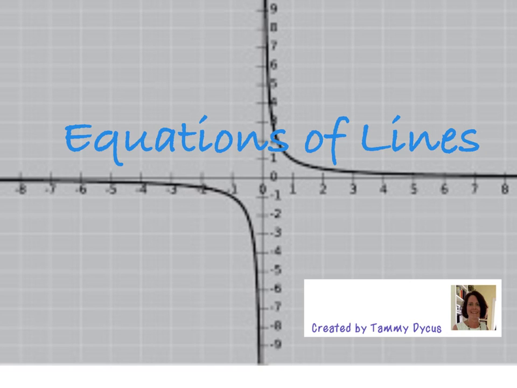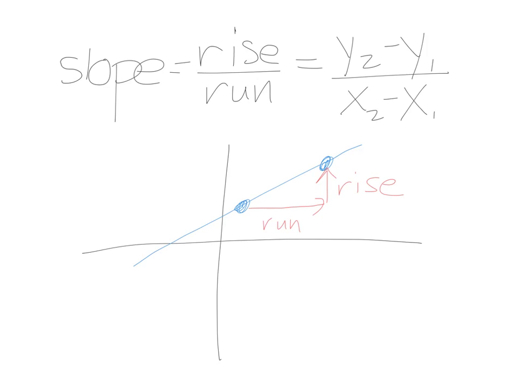Equations of lines. Writing equations of lines requires several definitions and formulas. And we'll start with the slope. The slope tells us how steep our line is.